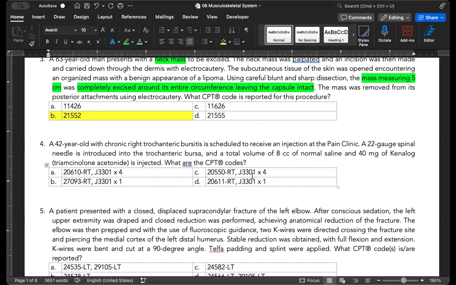If you have the AAPC version, it's Appendix A. If you have Decision Health, it's Appendix B. I don't have an Optum, so I can't tell you for sure which appendix it's in, but it's always going to be back there in your appendices.